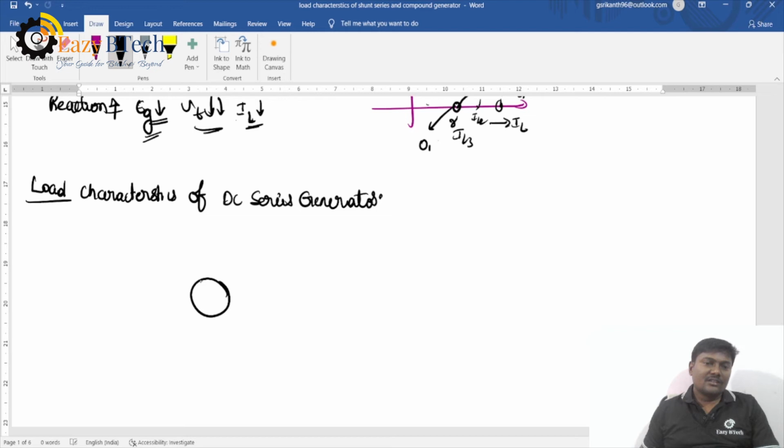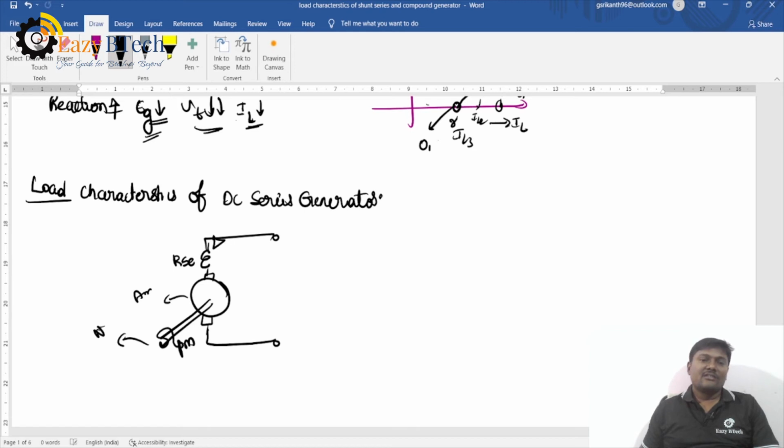So this is the series field winding, connected in series with the armature. Yes, this one is the armature. The field winding is connected in series with the armature, and here the prime mover is driven with some speed n. The current delivered from the armature is Ia, IL is the load current, the current flowing through the series field winding is Isc, and the load is connected.